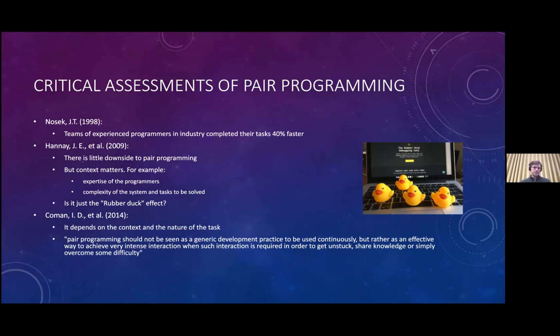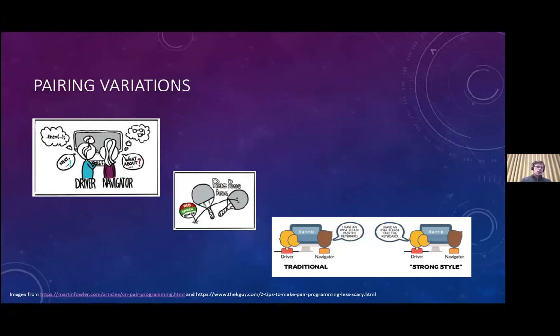And then there's another meta-analysis by Komen from 2014, and they argue that it's probably not a good tool to be used all the time. But if you have a particularly difficult problem that you want to solve, or if you're trying to get to a very intense type of collaboration for some other reason, then that might be a good choice, or a good method to use. And so there's a few variations on pairing.